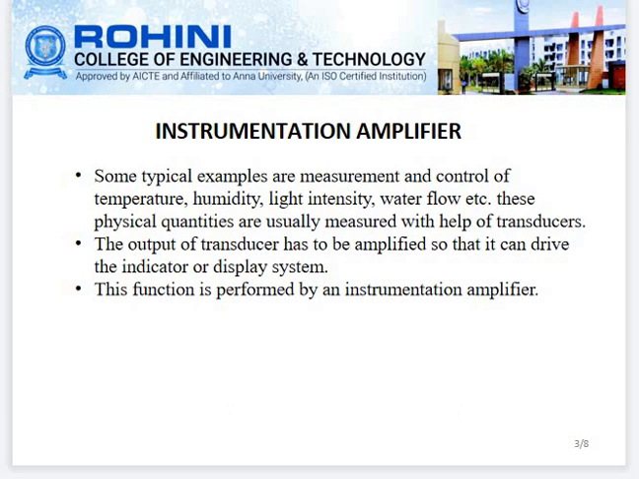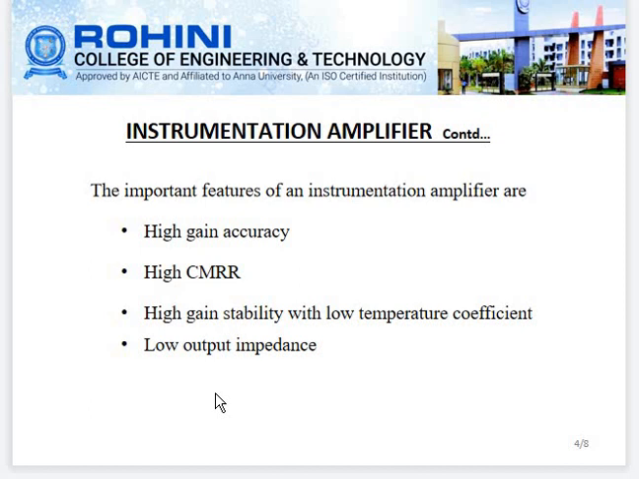Some of the examples of instrumentation amplifiers are measurement and control of temperature, humidity, light intensity, water flow, etc. These physical quantities are usually measured with the help of transducers. The output of transducer has to be amplified so that it can drive the indicator or display system. This function is performed by an instrumentation amplifier. The important features of an instrumentation amplifier are high gain accuracy, high CMRR, that is common mode rejection ratio, high gain stability with low temperature coefficient and low output impedance.